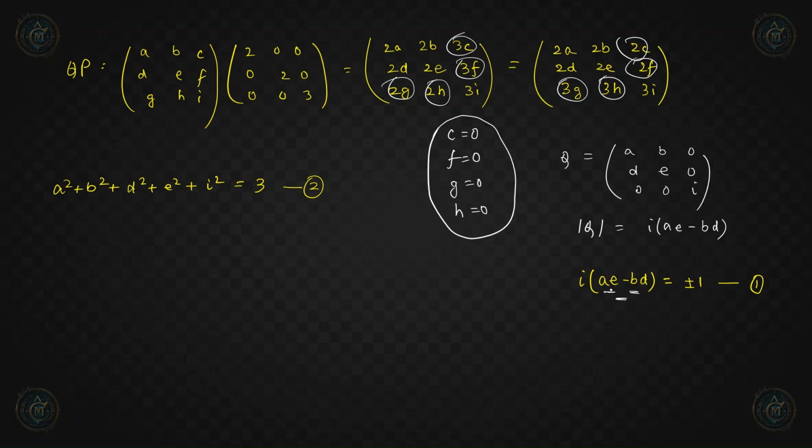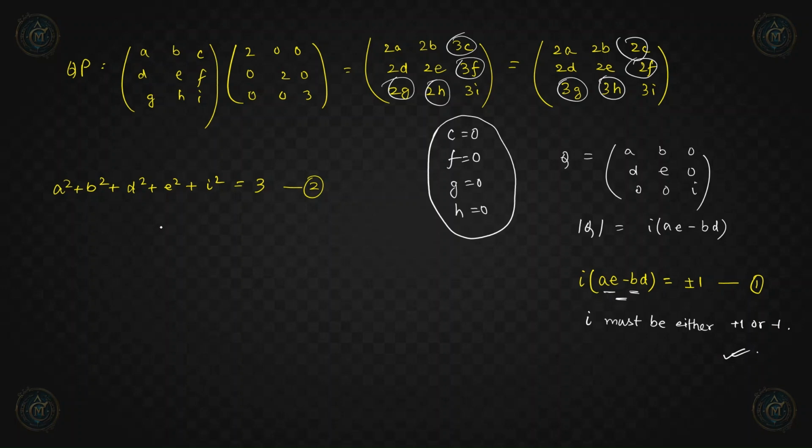Because let's say here ae minus bd is equal to some 2. Then we multiply this number with something other than plus minus 1. Let's say we multiplied this with 4. So LHS cannot be equal to RHS, so that case is not possible. That means we have this condition that this I must be either plus 1 or minus 1. This condition must hold true, right?